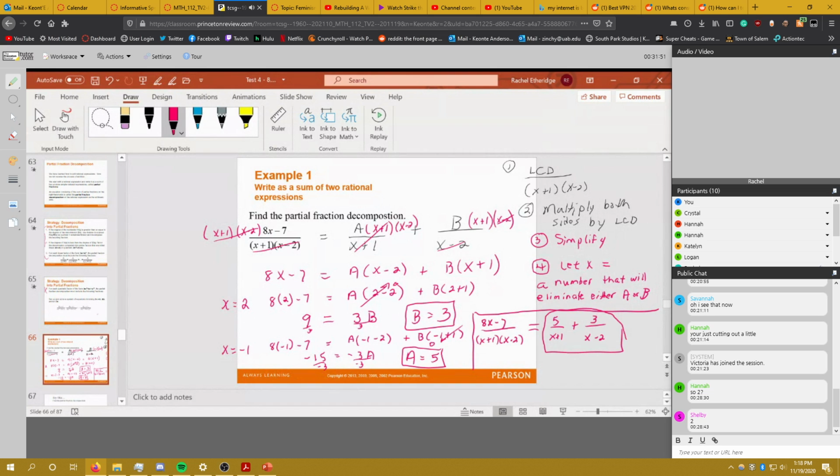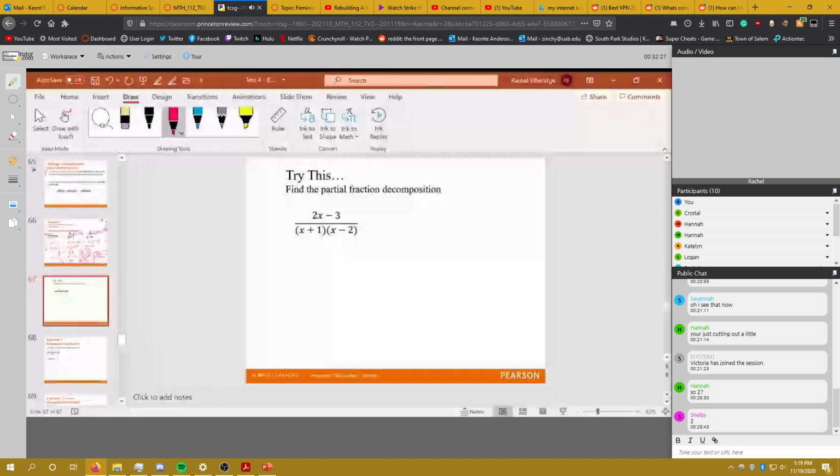So that's the process. It's not a hard process. There's really 4 steps. Once you let x be a number that will eliminate A or B, step 5 is just to solve: solve for A and solve for B. So it does get a little more complicated than that, but basically those are the basic decomposition problems that we do. So I want to move on to the next screen, and I want you to try to do this one on your own, and then we'll do one with the repeated linear factors.